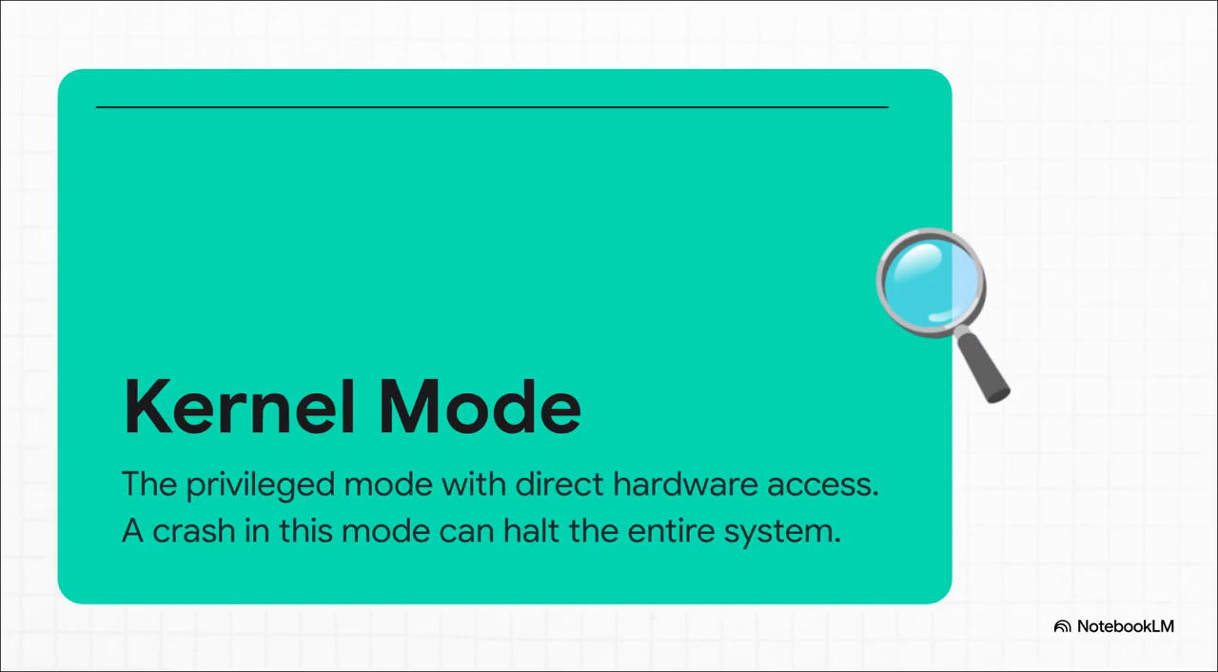Now, kernel mode, that's the main control room. It has total, direct, unlimited access to everything. Your memory, your processor, your hard drive, you name it. This is where the most critical, low-level tasks get handled. But with all that power comes some serious risk. If anything goes wrong in kernel mode, your entire system can grind to a halt.